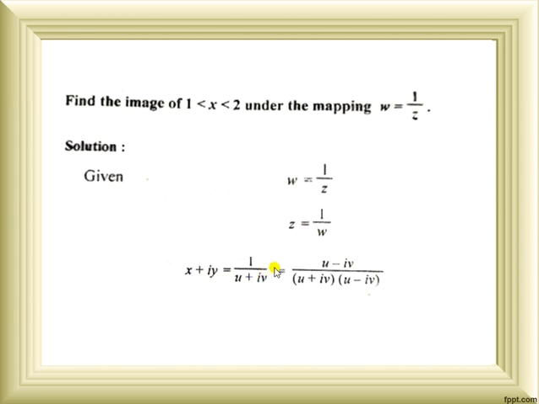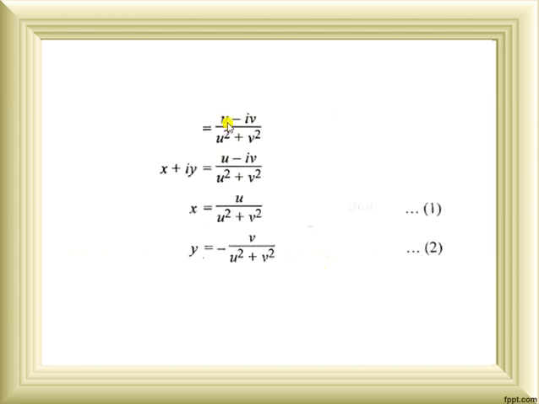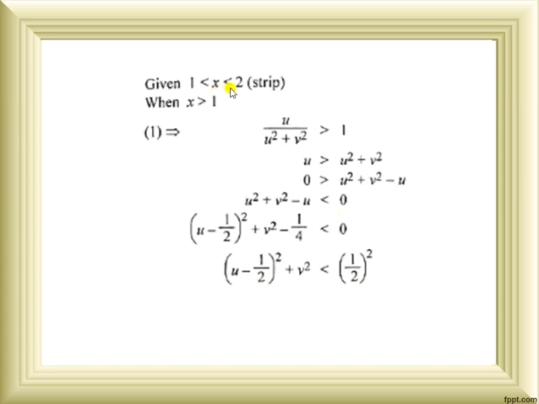Now I'm taking the conjugate multiplication on the right hand side. I will get u minus iv by u plus iv into u minus iv. The denominator looks like a plus b into a minus b. After simplifying, I will get u minus iv by u square plus v square. Now separate the real and imaginary parts. The real part is x: x is equal to u by u square plus v square, and the imaginary part y is equal to minus v by u square plus v square. Take these equations 1 and 2. Substitute these x and y values into the given strip.